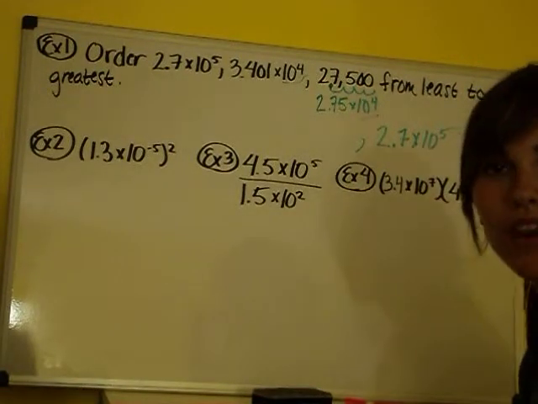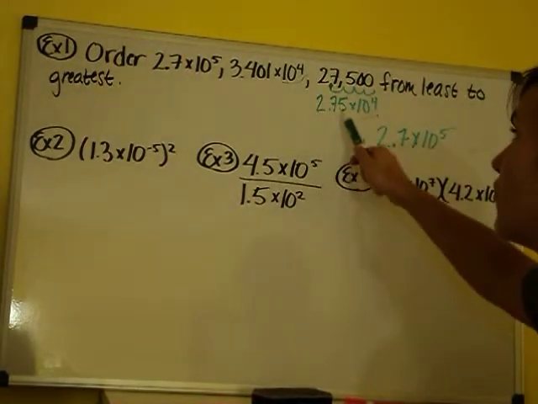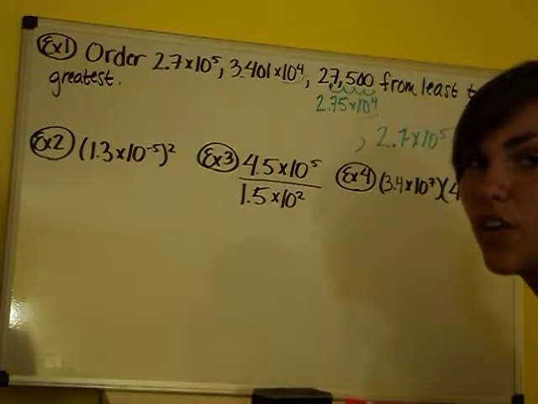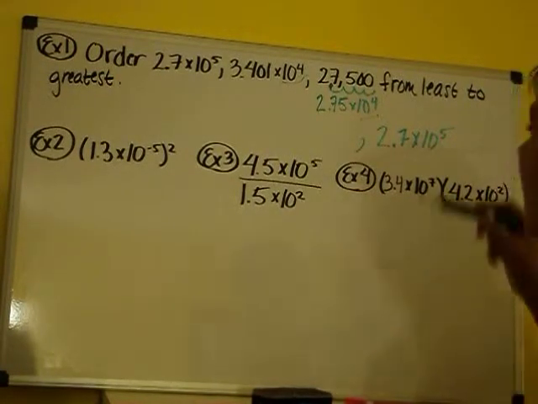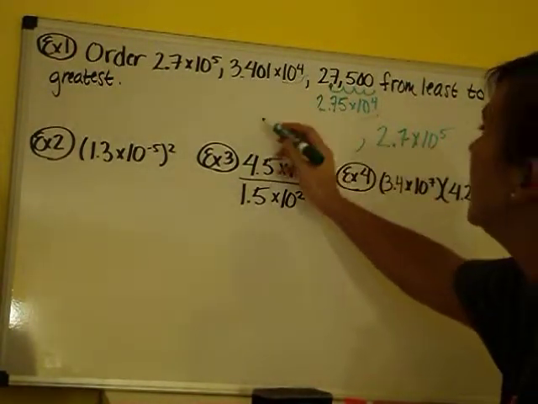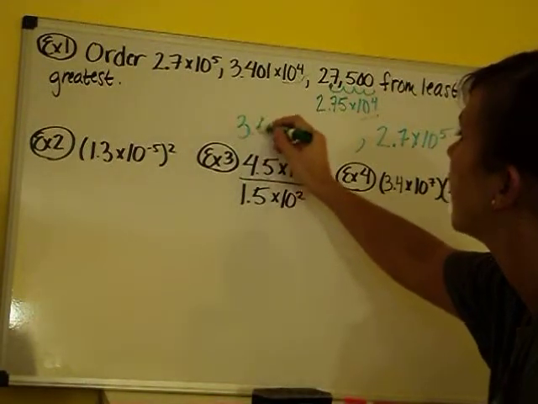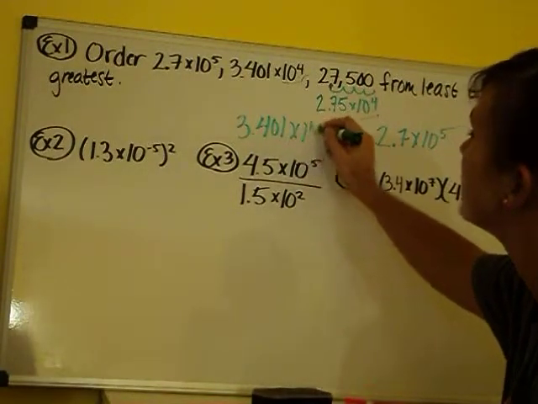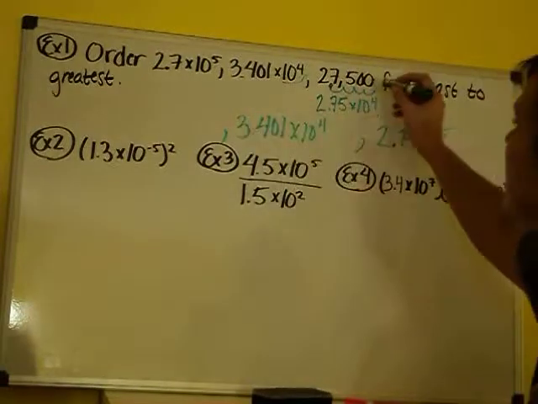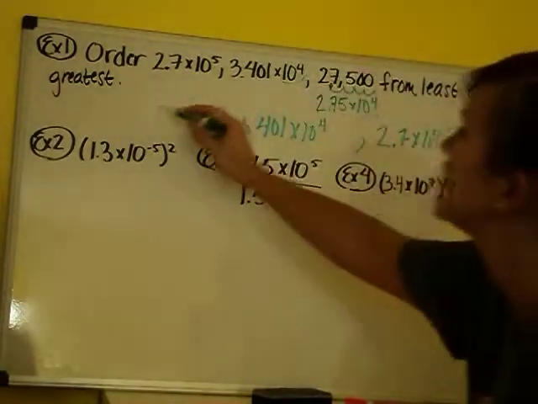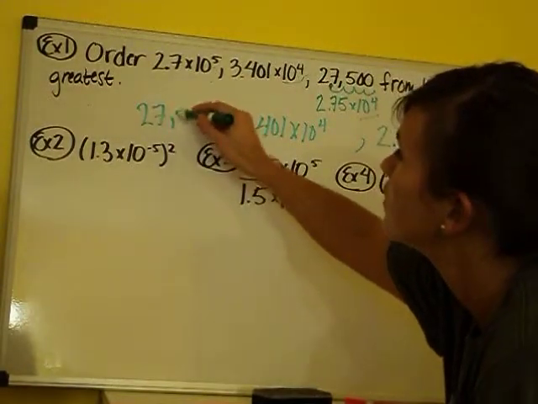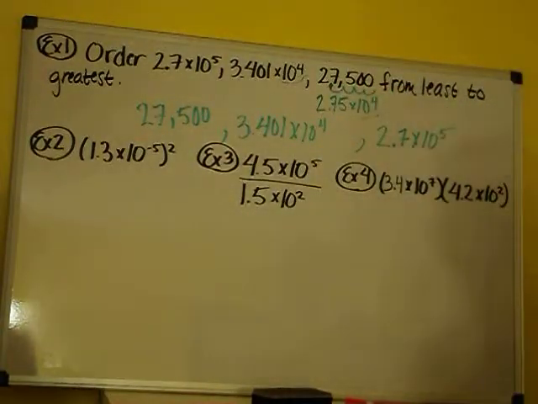Now we just compare the numbers out front. Is 2.75 bigger or is 3.401 bigger? You got it. 3.401 is bigger. So we're going to have 3.401 times 10 to the 4th. And this number, 27,500, is our baby. So that is least to greatest.